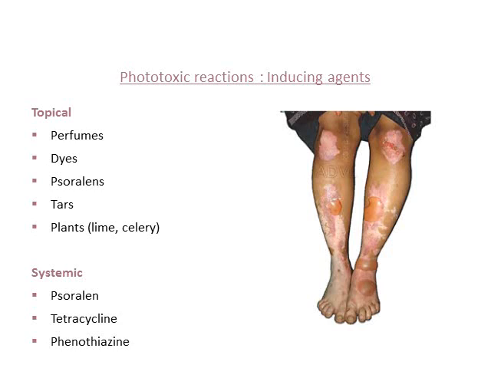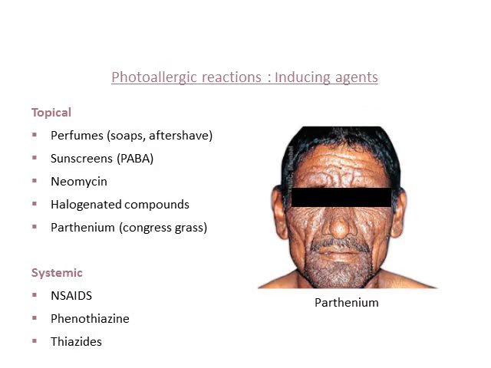Phototoxic reactions include certain agents whose exposure will cause development of lesions on exposure to sunlight. For example, if the skin is exposed to a certain kind of perfumes, on exposure to sunlight, the area where the perfume was applied will show features of dermatitis. Dyes, psoralen, tars, plants. Systemically, if you take psoralen, tetracycline, and phenothiazine, you can have photoreaction.